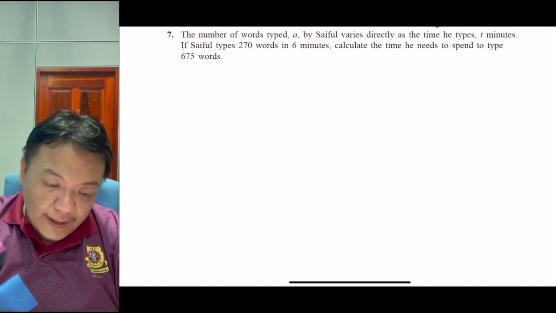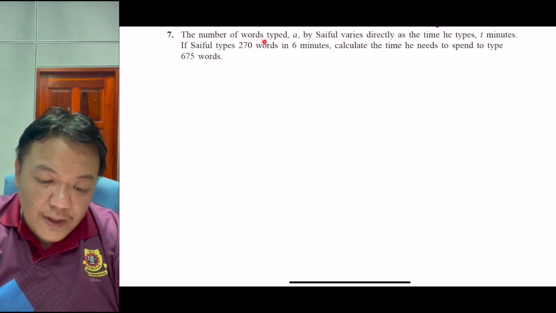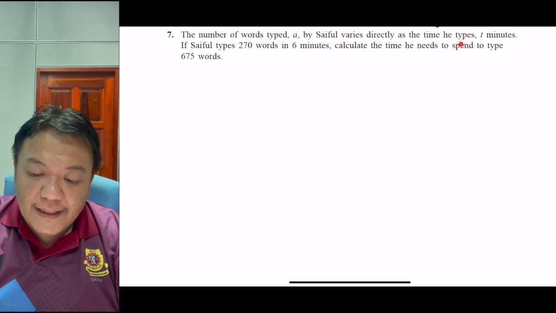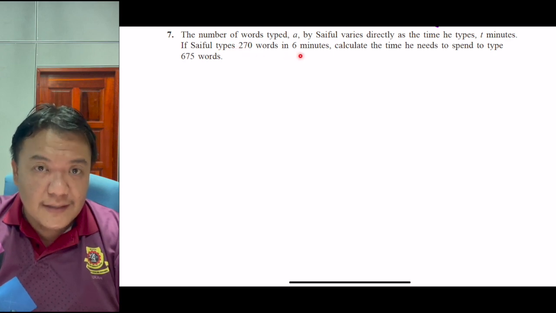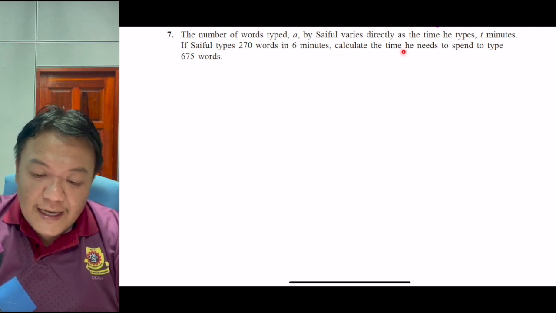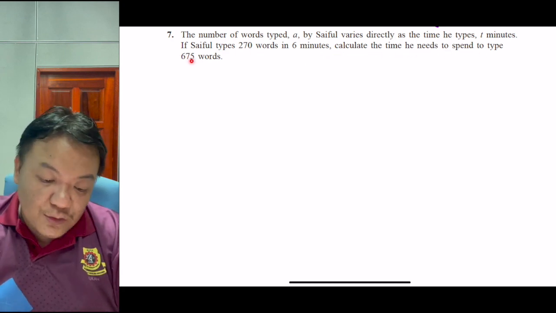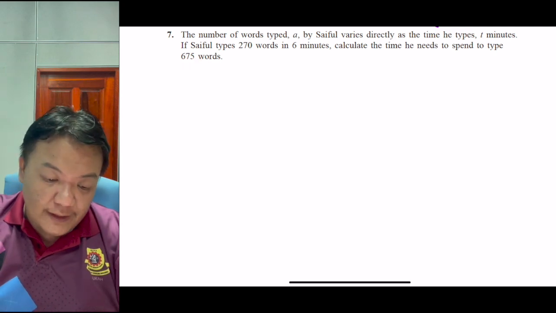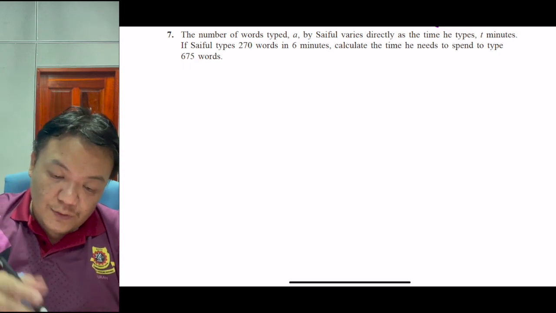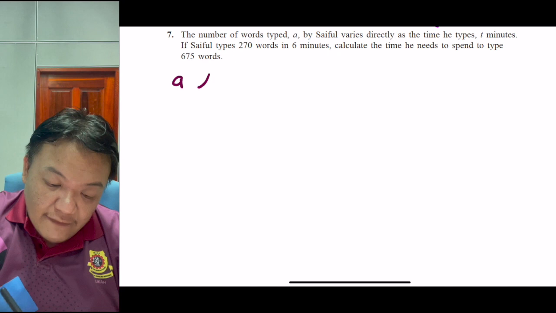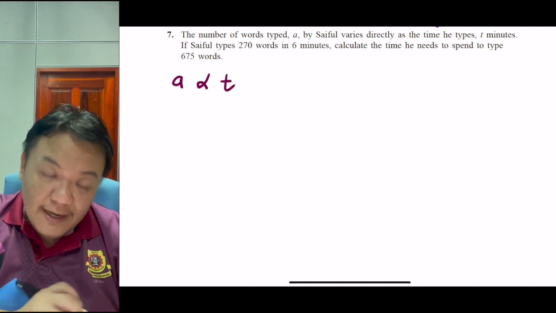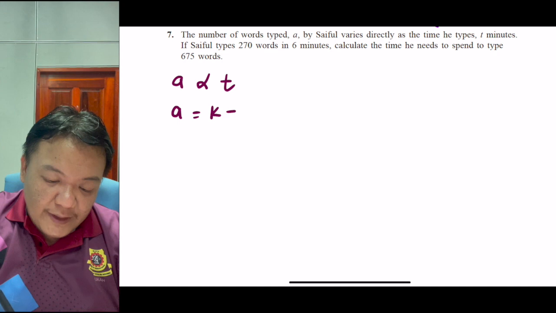Okay, number 7, we have, the number of words typed, A, by Saiful varies directly as the time he types, T minutes. If Saiful types 270 words in 6 minutes, this information is used to find K. Remember that. Calculate the time he needs to spend to type 675 words. So how do we start? Usually you write the variation form. So you have A varies directly as T, and then you have A is equals to KT.